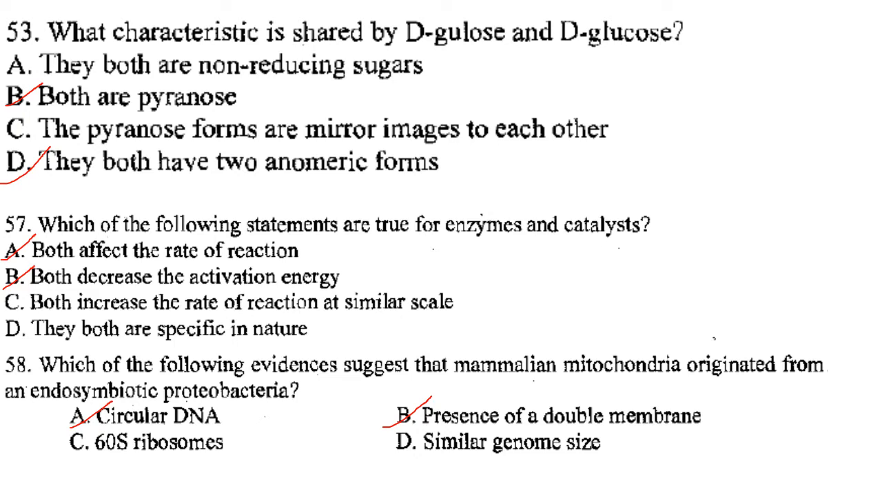Then which of the following evidences suggests that mammalian mitochondria originated from an endosymbiotic proteobacteria? So circular DNA, yes. Presence of a double membrane, yes. 60S ribosome, no. Similar genome size, no. So evidence which suggests that mammalian mitochondria originated from endosymbiotic proteobacteria are circular DNA and presence of double membrane. So both A and B are correct.